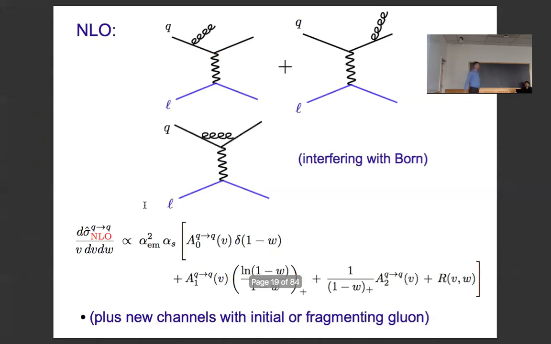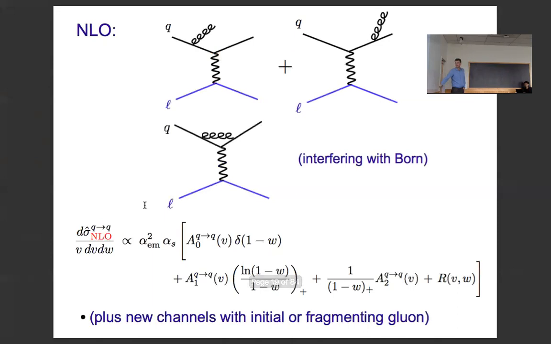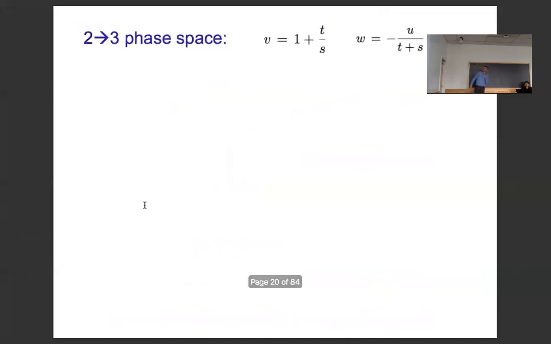The virtual corrections have leading order kinematics. Leading order kinematics already has W equals 1, and any virtual diagram cannot change that. There are, of course, additionally some new channels that open up at next-to-leading order where a gluon comes in or fragments. That's not going to be a concern right now. We computed those, of course, but they're not so important for what comes.